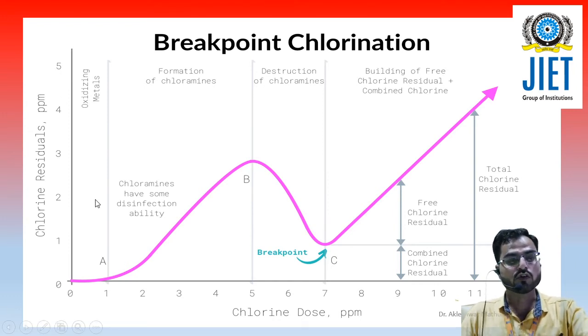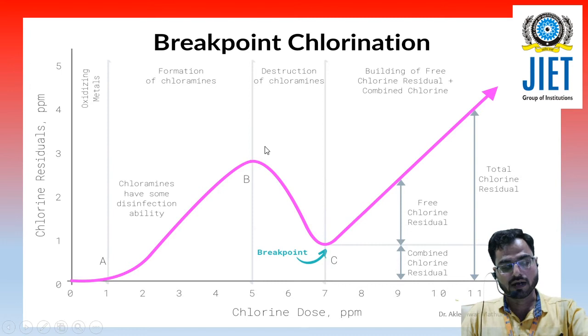So first of all, we apply the chlorine dose, and we make a table in which the chlorine dose and the chlorine residual present in the water are written. After that, we make a graph. This graph can be plotted manually or with the help of software, or in an Excel sheet also.